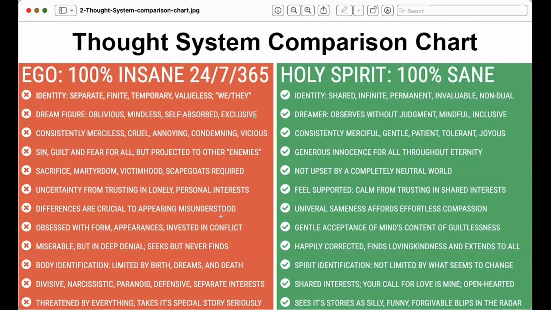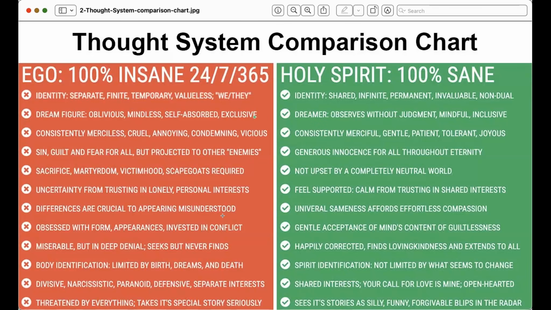It's totally nuts and off the wall crazy, off the chart crazy. And the Holy Spirit is always 100% sane. So just for starters, the ego's identity is separate, finite, temporary, valueless, and always based on some kind of dualistic, we-they thinking. Holy Spirit's capital I identity, by contrast, is shared, it's infinite, it's permanent, it's invaluable, and it's non-dual. There's no polarization involved.